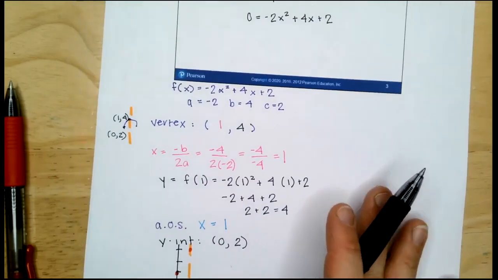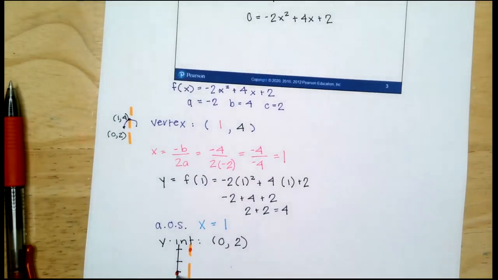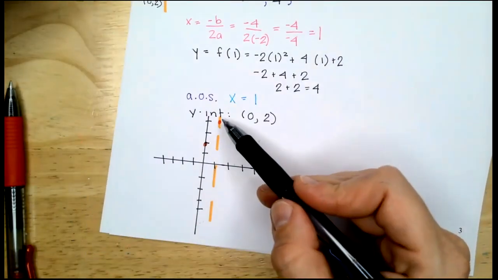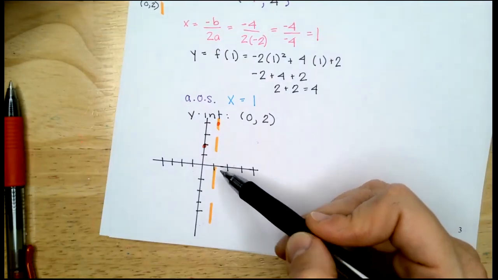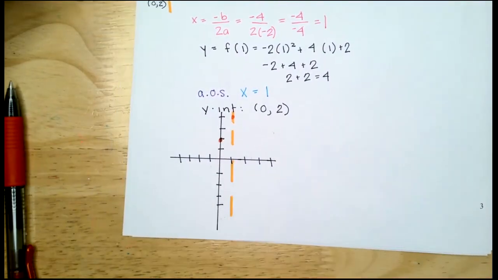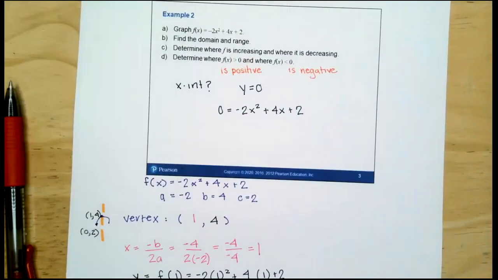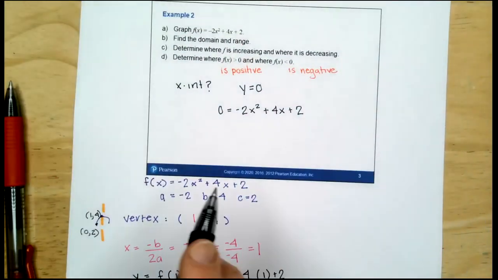It looks like there are some because it's opening down and its vertex is up here, right? Its vertex is up here and it's opening down, so it looks like there are going to be 2 x values for where it crosses the x-axis. You can also graph it in Desmos, and Desmos will tell you. That's a perfectly valid answer, okay?